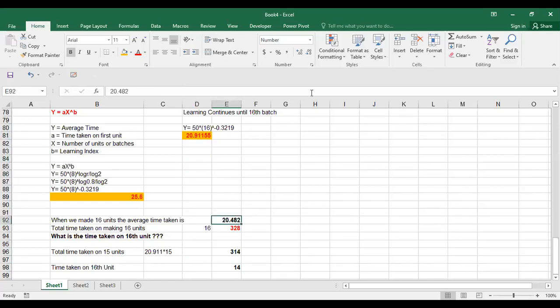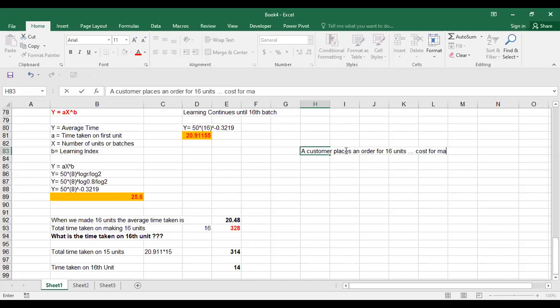Now, coming back here, what type of questions do they give you? They say you have an order for producing 16 units. So let's suppose that a customer places an order for 16 units, and you have to make a budget, or a cost, for making 16 units. There will be a significant difference if you do not know the learning curve.